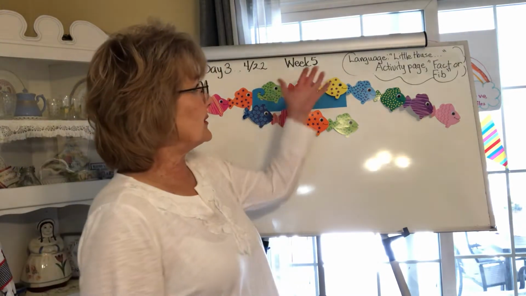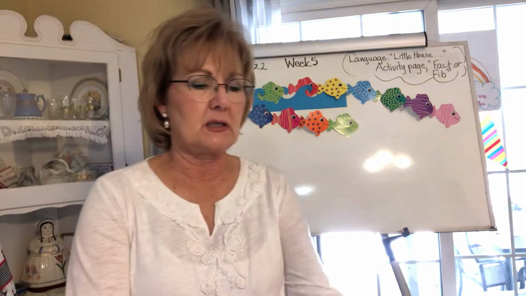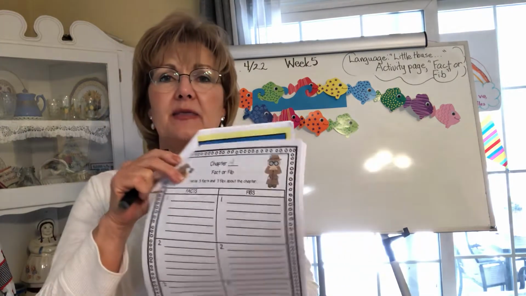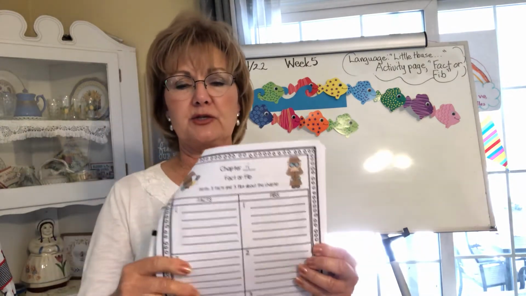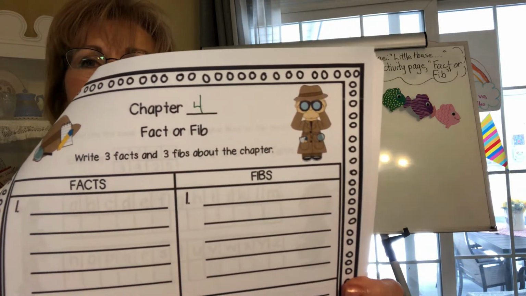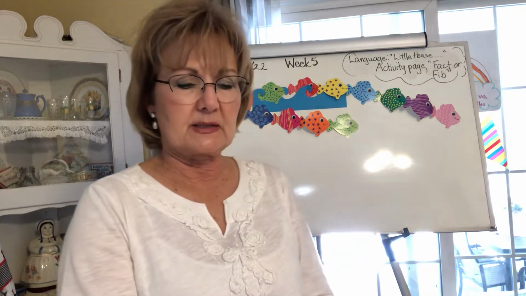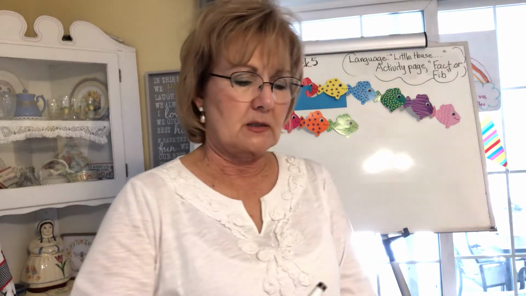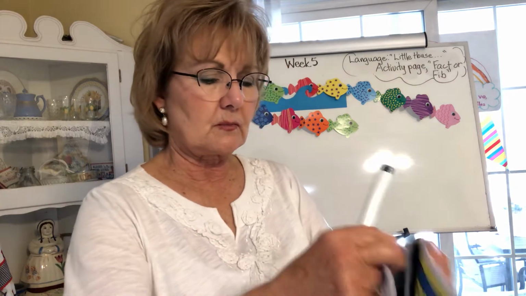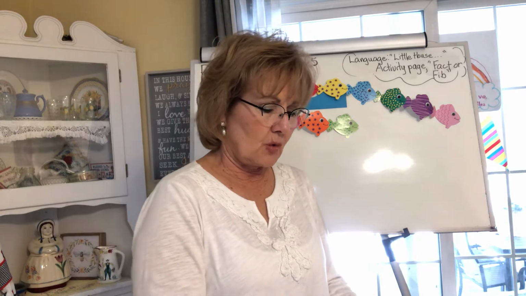Anyway, we are doing our language today. Activity book page. So it looks like this. And what you'll want to do is write chapter 4 right up on the top, okay? And it's called Fact or Fib. A fib is an old-fashioned word for not the truth, okay? So let's take a look at chapter 4, okay? Fact or fib.